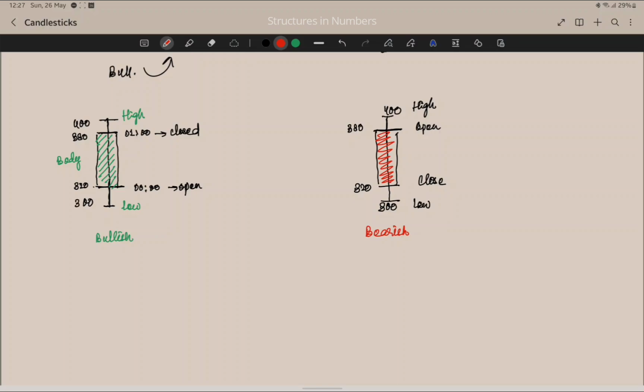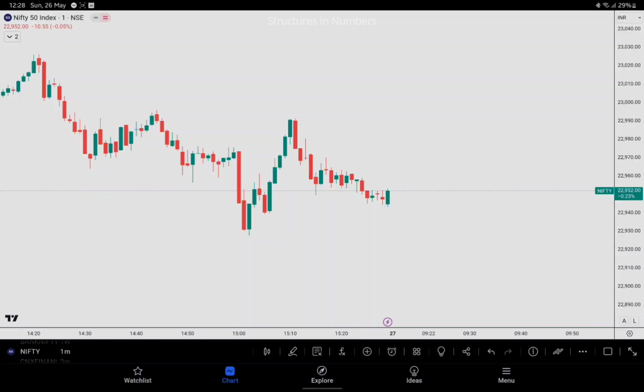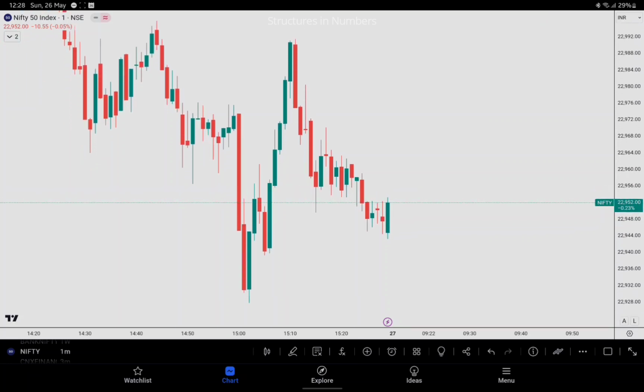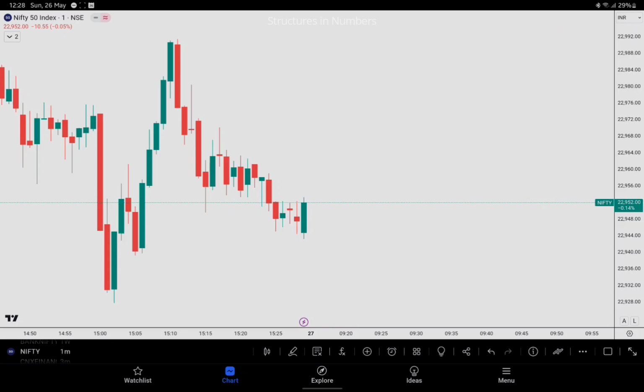Let's try to understand this. Here I have opened TradingView, and as you can see, let's try to draw the levels on a red candle. So let's take any red candle here. As you can see, for this red candle, this would be the opening price, this would be the high, this would be the low, and this is the close for this candle.